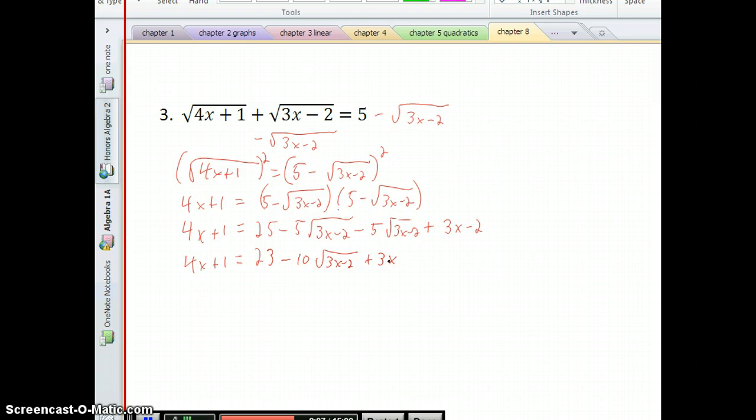So the next step would be to isolate the radical again. So what we want to do is get the square root of 3x minus 2 alone on the right side of the equation. So we'll subtract 3x and get x on the left. If we subtract 23 from both sides, we get x minus 22. So having a calculator handy is going to be really valuable here in just a second. So then we get negative 10 times the square root of 3x minus 2. And sometimes it'll be easier to get rid of the radical at this point, even though it's not all the way by itself.